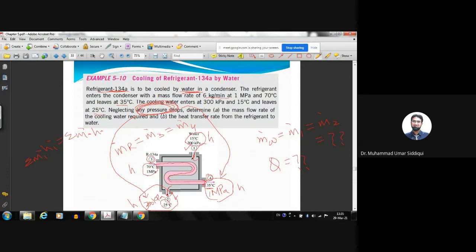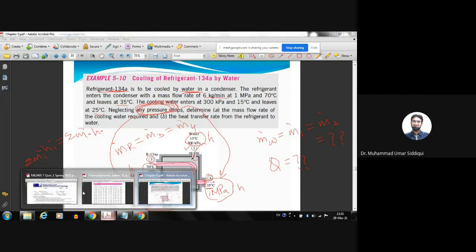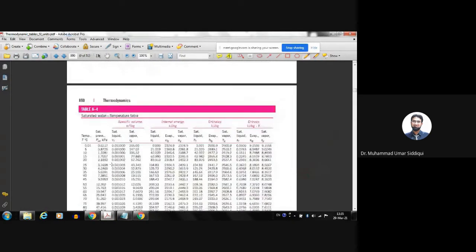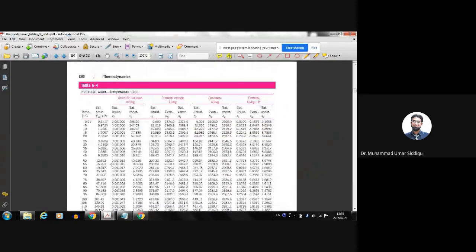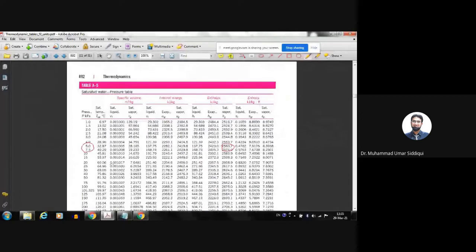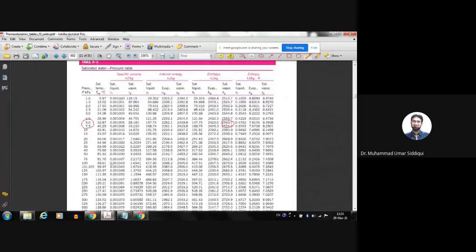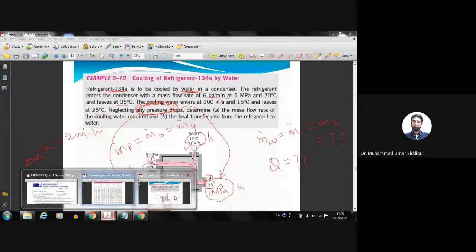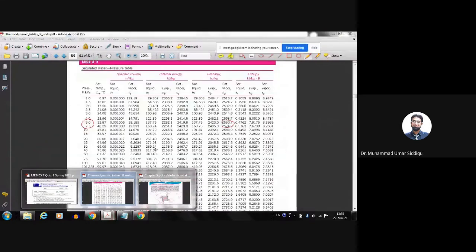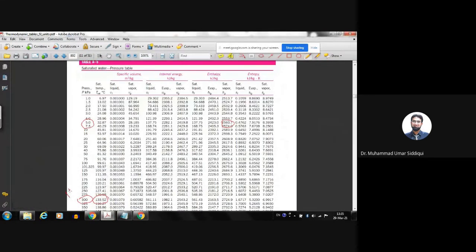Let's have a look at one of the points. Let's say 300 kilopascal, 15 degrees centigrade for water. Let's go to water tables, at 300 kilopascal. At 300 kilopascal, saturation temperature is 133. Since saturation temperature is 133 and our temperature is 15 degrees, what do you think? Our temperature is less than saturation temperature. So which table? Compressed liquid, exactly.